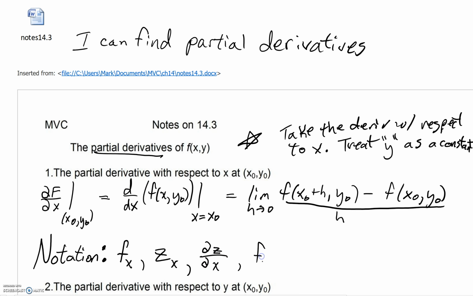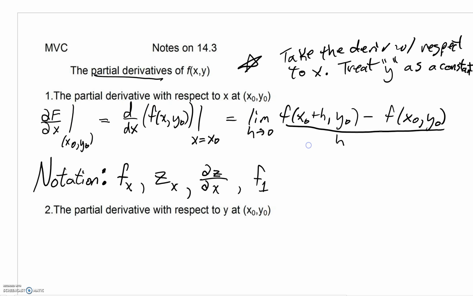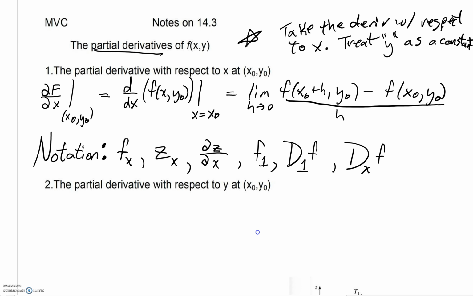Here's something that's funny, f subscript 1. When you say f subscript 1, you're saying take the derivative with respect to x. You could also say capital D subscript 1 of f. You could also say capital D subscript x of f. My goodness, I guess I've copied down 6 things right there. Those are all synonymous to say take the derivative with respect to x, just pretend y was a constant.